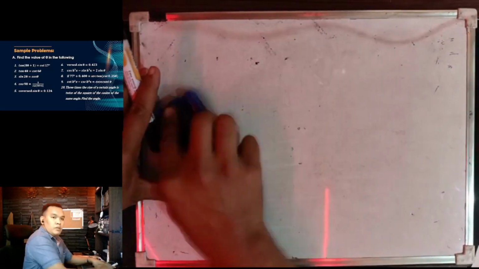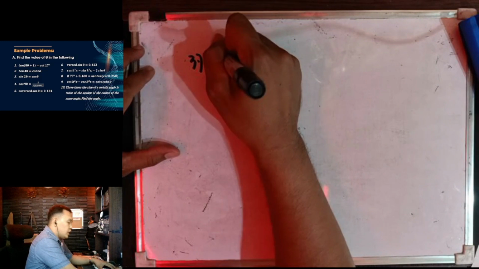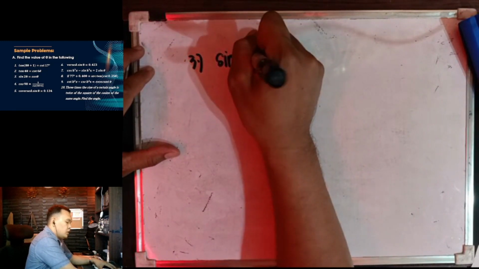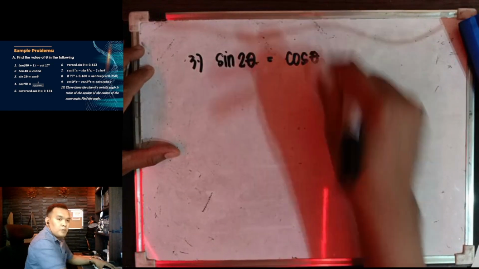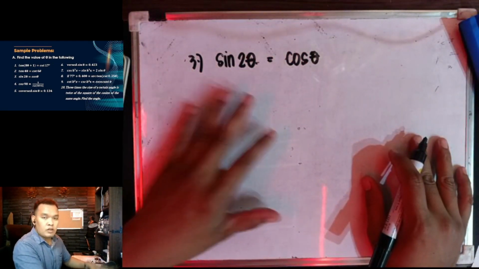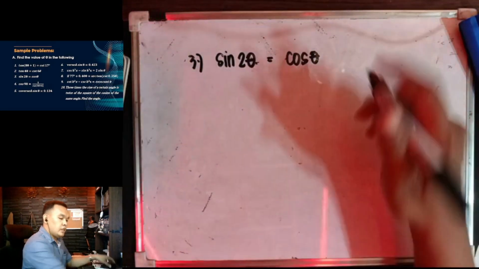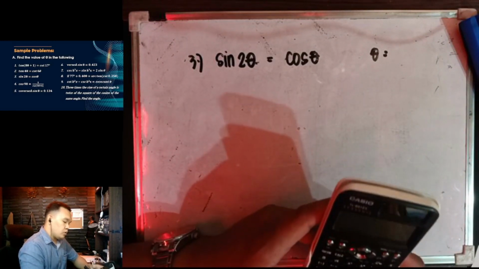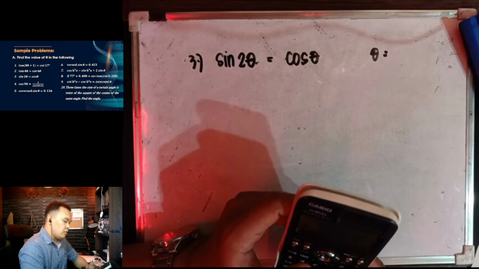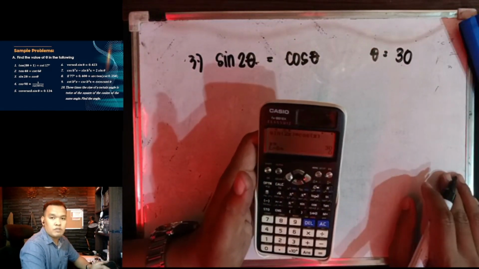So, problem number 3, we have here sine 2 theta is equivalent to cosine theta. Then, kaya nyo ilagay ulit sa calculator. So, lalabas dyan, the value of theta, sine 2 alpha x is equivalent to cosine alpha x. So, lalabas dyan ay 30 sa calculator pag shift solve, no?